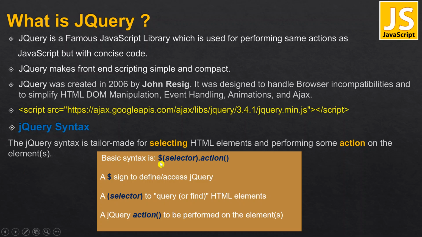Let us discuss each part of the syntax one by one. What the dollar sign represents is that it defines or accesses jQuery. Whenever there is a dollar in our script tags, it will access the jQuery library, meaning it is related to the jQuery library.